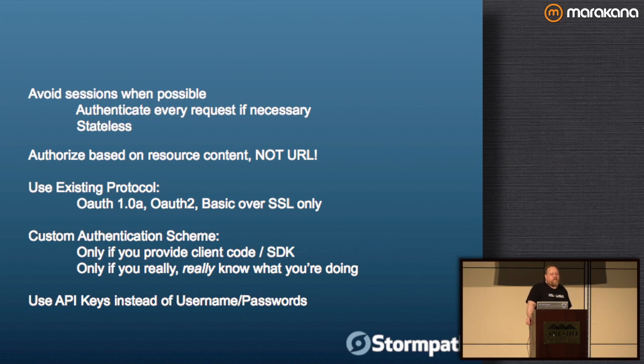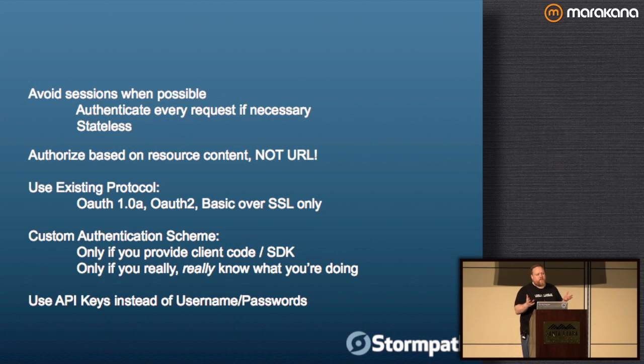Only use custom authentication schemes if you really know what you're doing, and only if you provide your own client SDK. At Stormpath, we're crypto people. We have our own custom authentication protocol. It's very similar in a lot of ways to OAuth 1.0a, but it's actually more secure because it guarantees authenticity of the request payload, which OAuth 1.0a does not unless it's a form post. There are reasons why we did that, because the data is very secure and sensitive in nature.